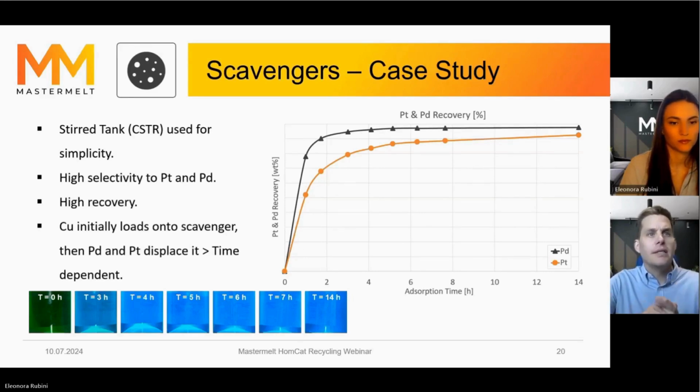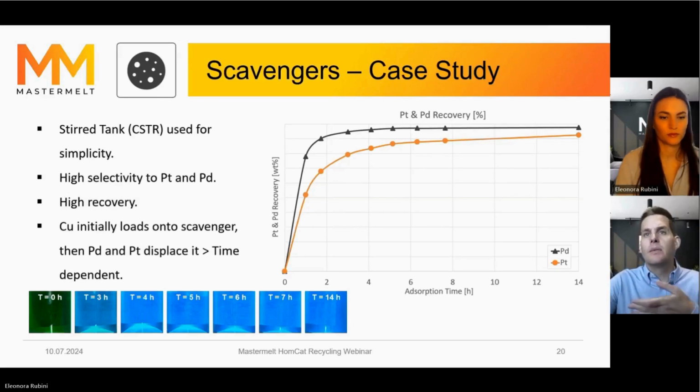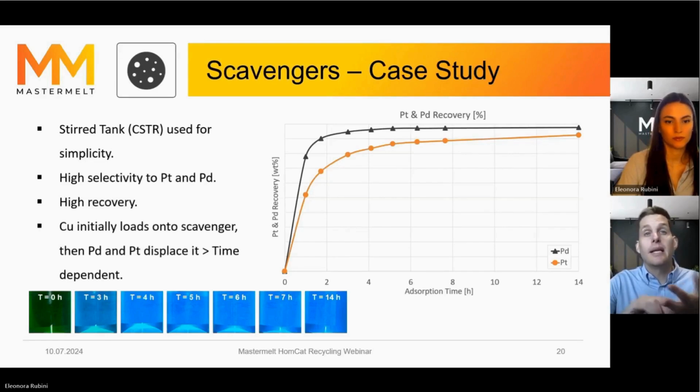We did this in a stirred tank to make it quite simple. The customer asked us to do this on site the first time, but in the long term, we will help them with doing this on their own site. The scavenger we selected was highly selective to the palladium and platinum, which you can see was selectively bound to the scavenger quite quickly.